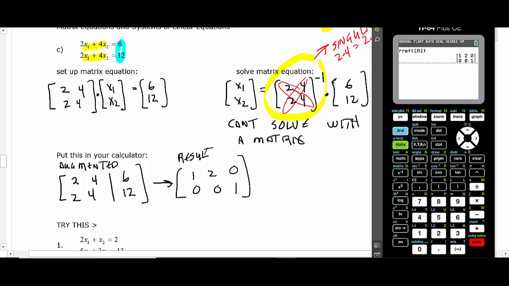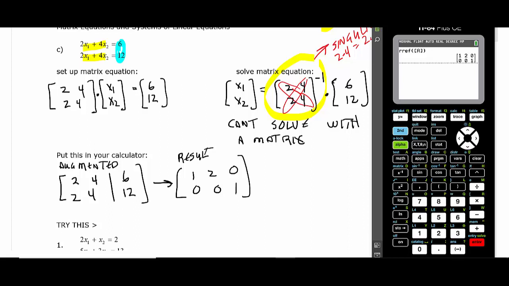1 2 0, 0 0 1. Okay, so you want to get to a point. There's basically three things that can happen on this. Let me see if you remember this. What happens if you have a row of zeros? That's infinite solutions. How about this? 0 plus 0 equals 1. What does that tell you? No solution. Okay? All right.